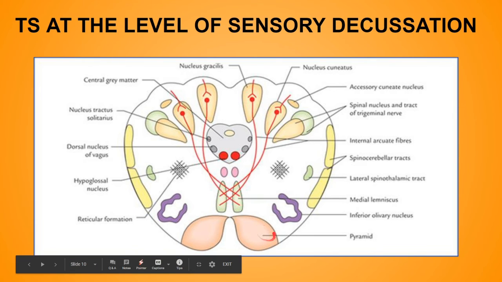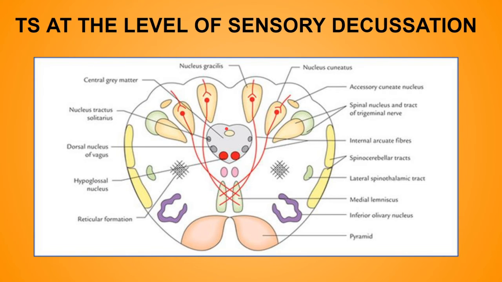Now these are the pyramids which lie on either side of the anterior median fissure. Now the central gray matter basically contains, remember, three things over here: the hypoglossal nucleus, then the dorsal nucleus of vagus, and the nucleus of tractus solitarius.